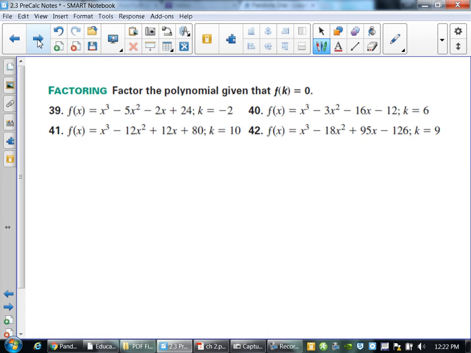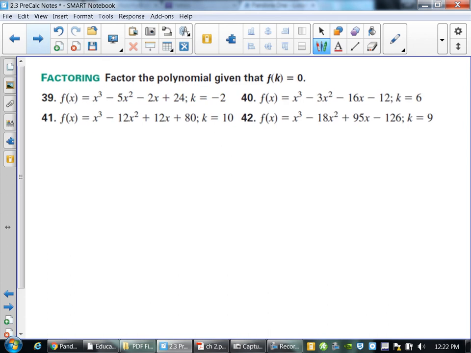Let's do another one. What I want to do here is show you another thing. You could factor a polynomial given that you know a 0. What this says here is that f of k equals 0. That means that k equals -2, that is a 0. So if k equals -2 is telling you that's the 0, what's its term? x plus 2. If it says k is 10, what's its term?